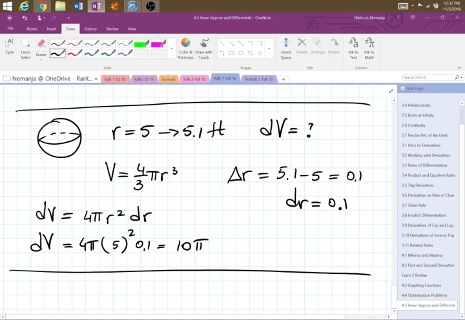What is this 10 pi? Let me see if any of the words I said earlier made sense. What is 10 pi exactly? Well, it's an approximation of the change in volume. Is there a way for us to figure out the exact change in volume? Yes. How?